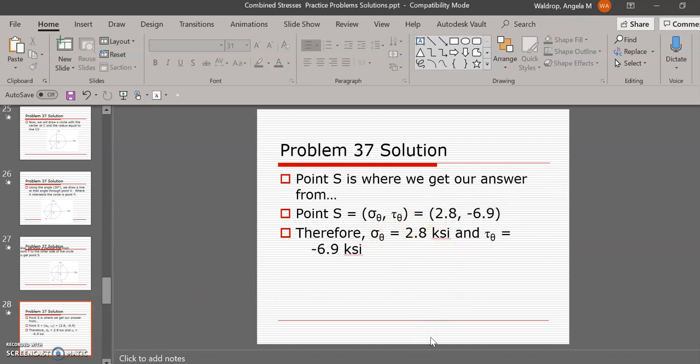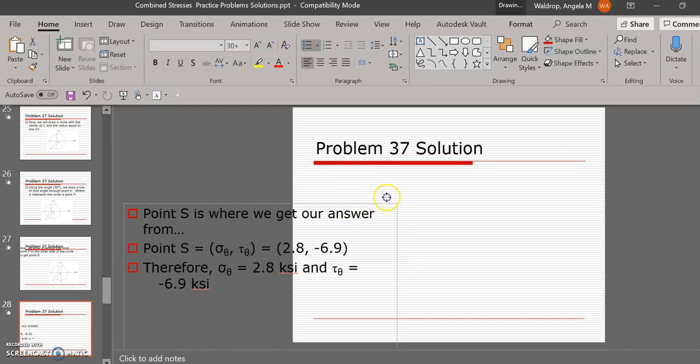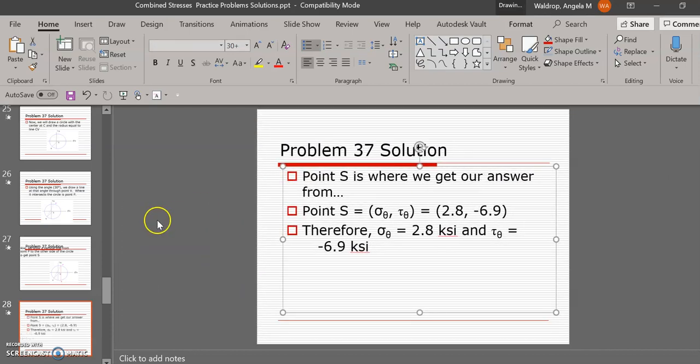Now for your homework, you're going to be calculating the C and the V. I'm not asking you to calculate point S. I'm just asking how you would draw the Mohr's circle for yourself.